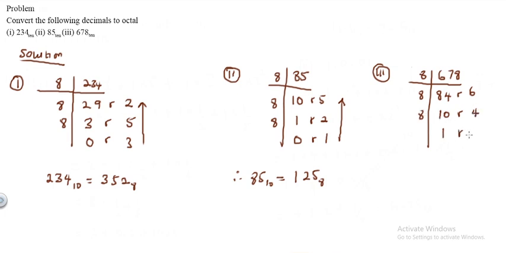How many times does 8 go into 10? Once, remainder 2. How many times does 8 go into 1? It doesn't. So we write 0. Then we bring this number down here. Remainder 1. So we pick the numbers from the bottom to the top, so that we can say, therefore, 678 base 10 is equal to 1246 in octal. So that's it. That's how to convert decimals to octals.